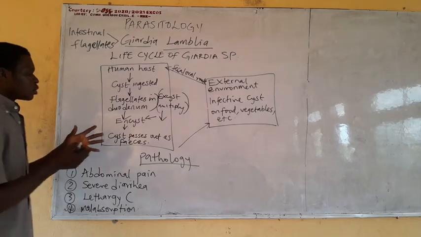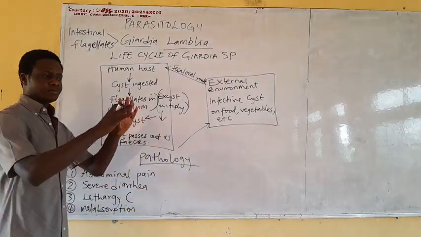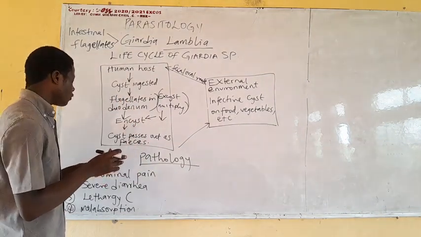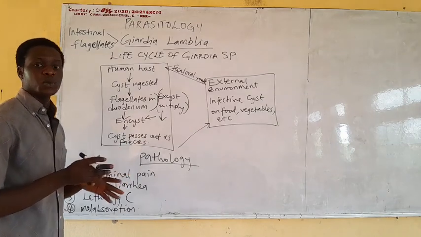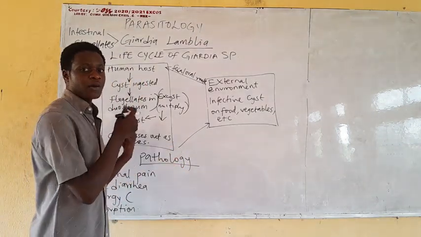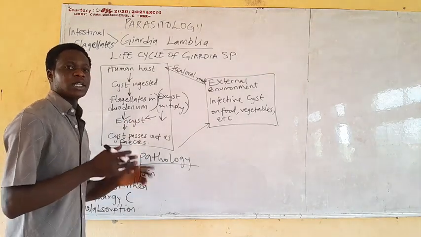Then coming to the diagnosis, treatment, and epidemiology of Giardia lamblia, it is just the same as that of Entamoeba histolytica. Just move back to our former video and watch the diagnosis, treatment, and epidemiology. They are the same thing.